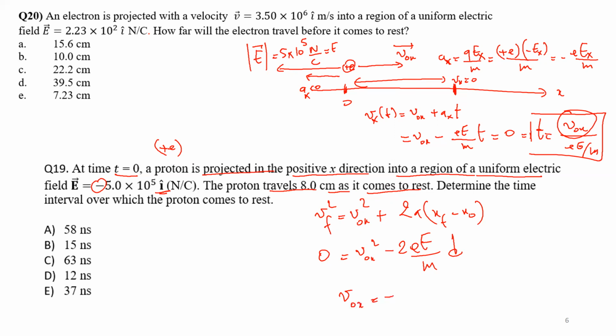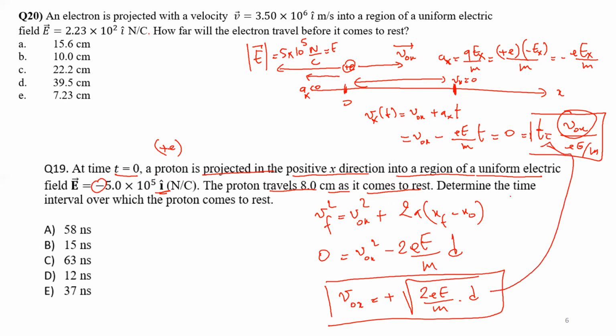Okay, so I know what v naught x is. v naught x will be just plus or minus, but I will choose a plus because v naught is along the positive x direction. It will be just the square root of 2eE divided by m multiplied by d. Now this is my v naught x. I'll just plug it here and I'll get my time. So the time will give you 58 nanoseconds. Don't forget, nanosecond is 10 to the power minus 9 seconds. Okay, so if you put everything in SI units, you will get the final answer in SI unit, which is a second. And then you put it in nanoseconds. So again, put everything in SI units.